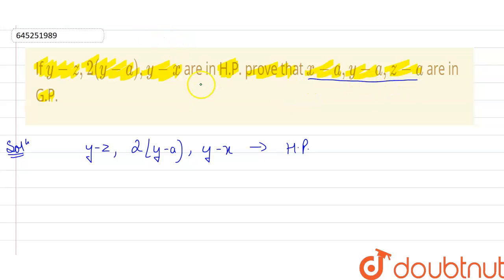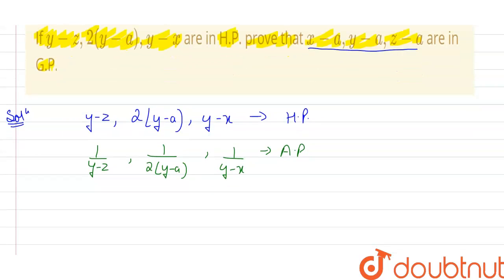First of all, we know that whenever the terms are in HP, their reciprocals are in AP. So the reciprocals of these terms are 1 upon y minus z, 1 upon 2 times (y minus a), 1 upon y minus x. They are always in AP. The reciprocals of these terms are always in AP.